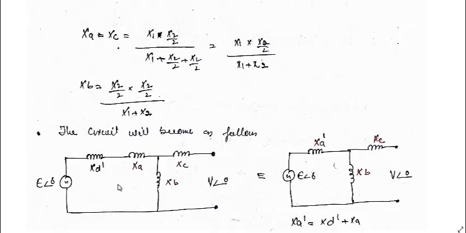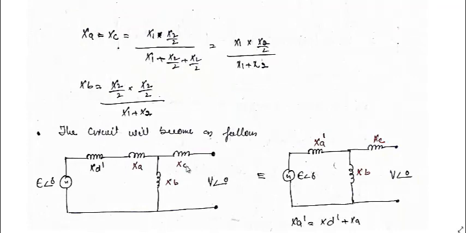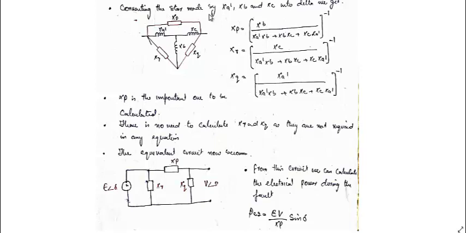So the circuit will be like this. This is XD dash plus XA, then a parallel XB, then in series with V we have XC. Now for further simplification, I can write XA dash, where XA dash is equal to XD dash plus XA. I have simply added these two reactances. Now I have to convert this star into delta. Converting the star made by XA dash, XB, and XC into delta, we get this. Now this is XP. XP is equal to XA dash XB plus XB XC plus XC XA dash divided by XB.